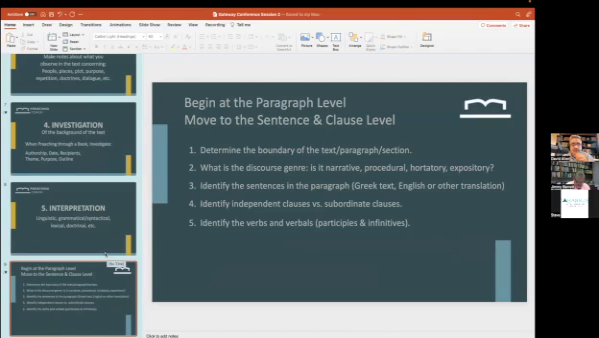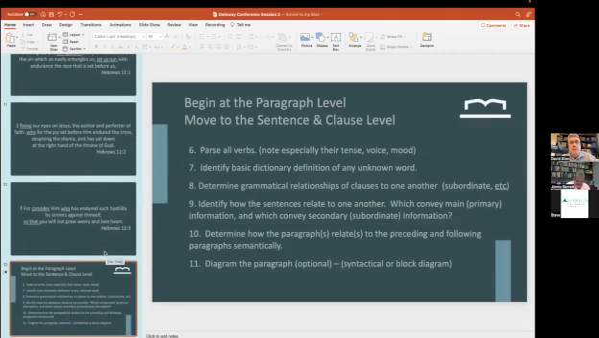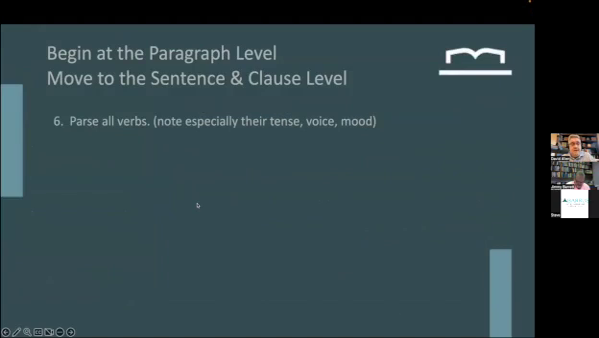Now we're using Hebrews chapter 12, verses 1 and 2 as our guinea pig text for talking about the principles of sermon prep. So keep that in mind. Really where we are then is right here. We're going to go to step number 6, and we talk about parsing all of the verbs. So let me go to where I can get it easily readable for everybody. This is where we left off in our last session.